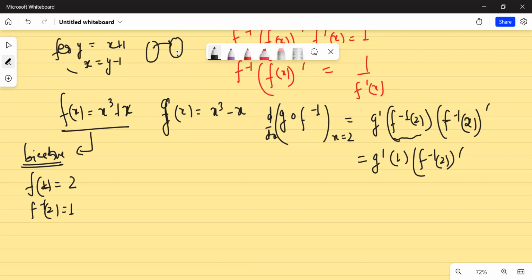Y is what? Y is the input, like values from here, and x is here. So basically I'm using the... so what is this? This is the inverse of... Are you getting my point?